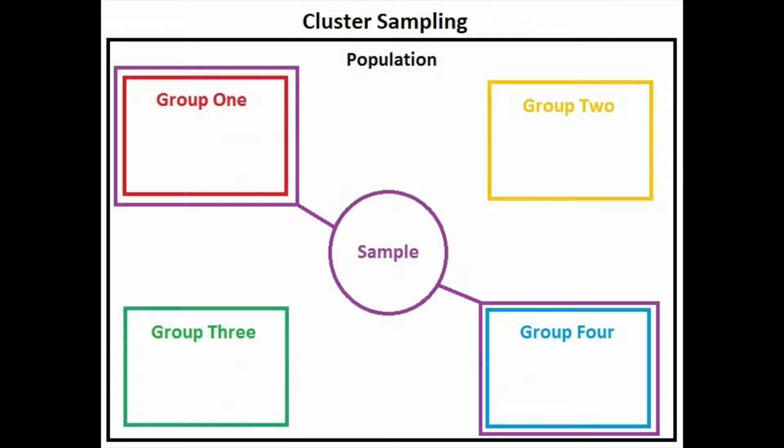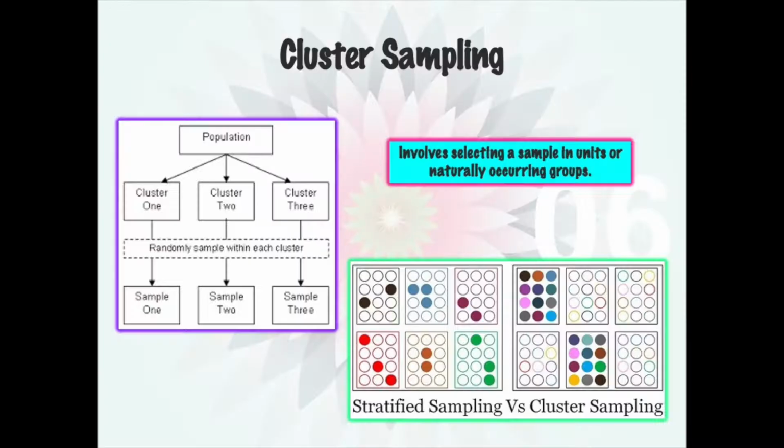And so then what we would do is we would get our sampling frame, and instead of it being a list of individuals, it would be a list of groups, and then we would randomly select these groups using a random number generator or whatever randomization method we chose. So let's go ahead and watch a video now on cluster sampling.